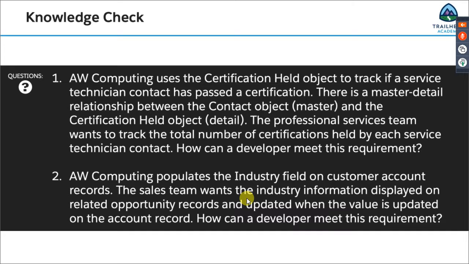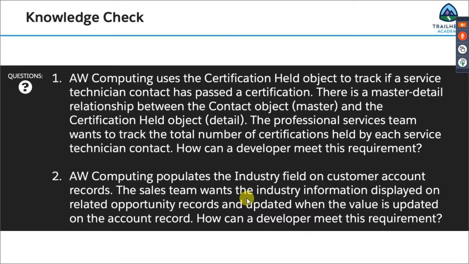Can we create a formula field on the opportunity that will bring information about the industry field from the account? Absolutely. Opportunity is a child, account is the parent. There's an industry field there, so we can just add a formula field on the child that brings the industry. Now, here's the part that is kind of tricky. The sales team wants the industry information displayed on the related opportunity.